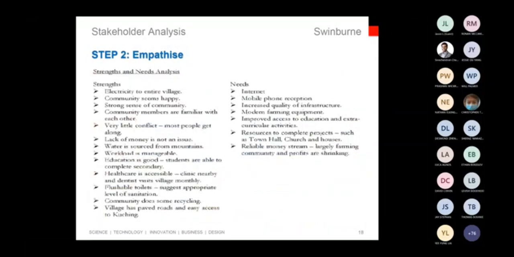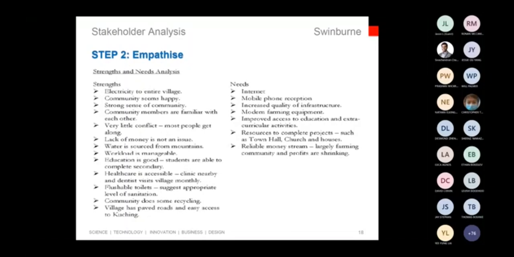So you may not be able to read this. I think I just got it from a student's report, just to give you an idea of how they did it. So they highlighted all the strengths and then the needs within the community. And then based on the needs, you can pick whichever one you like, because if you look at it, you can see some different needs.